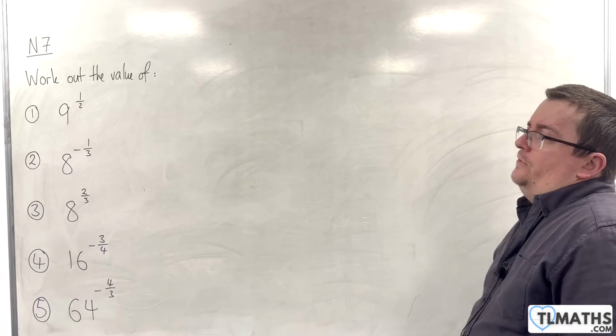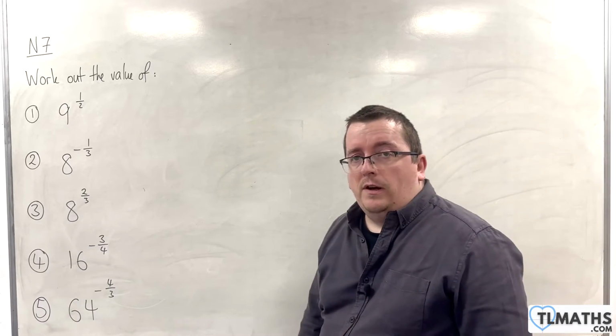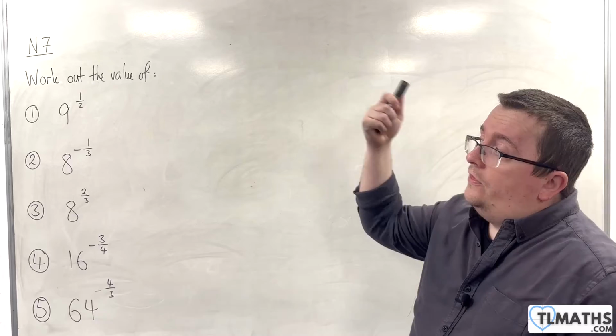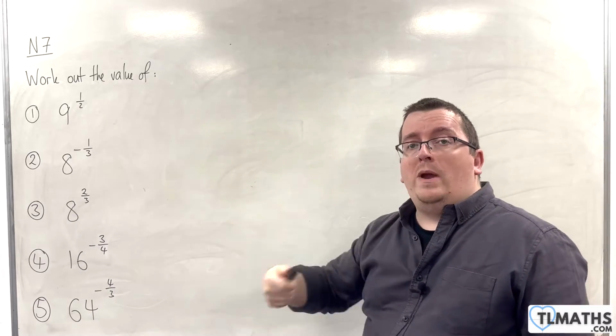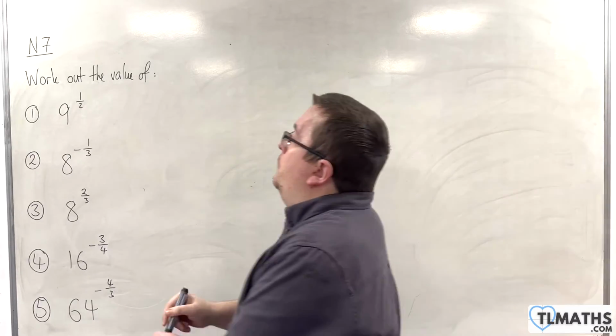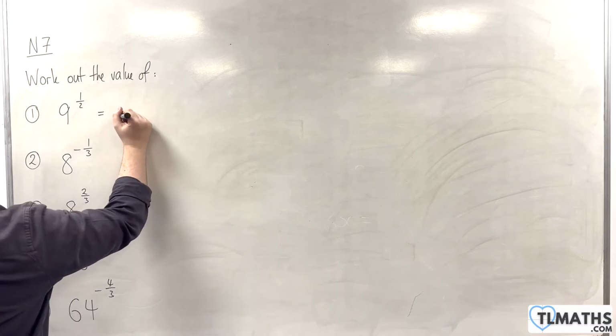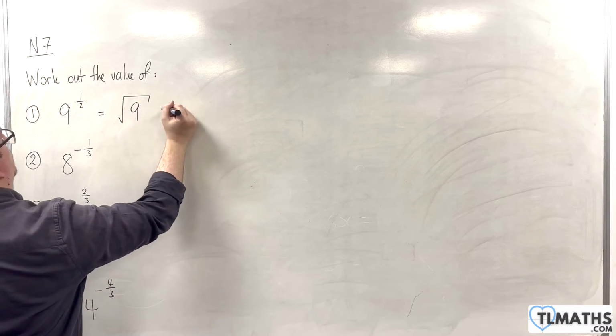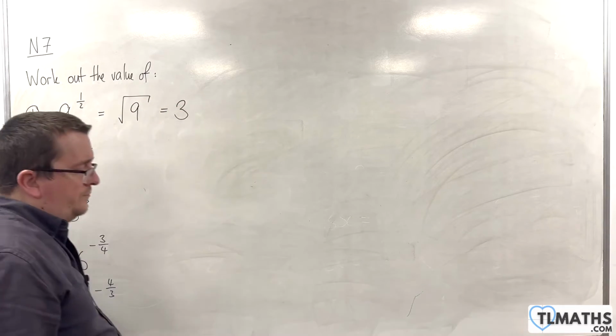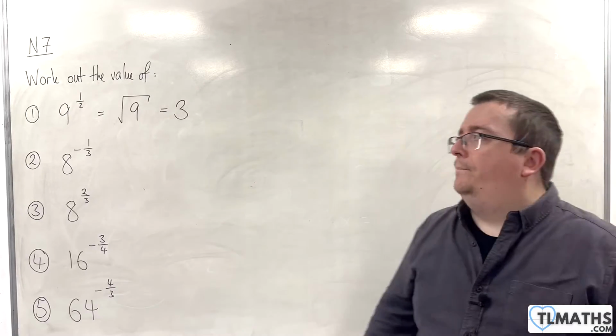So, first of all, number one, 9 to the power of a half. Recognising that the half means square root the 9, this is the same as the square root of 9, which of course is 3. So that's our first one.